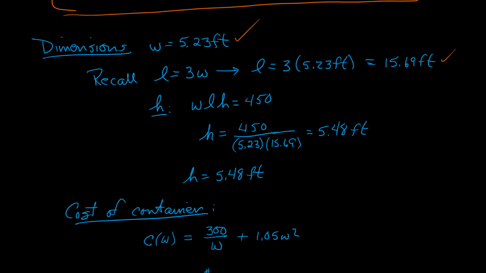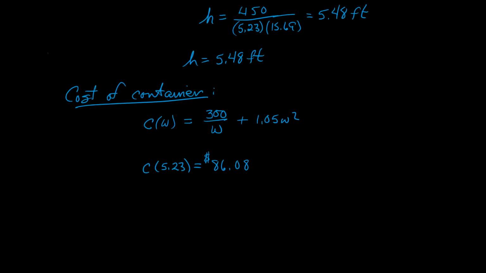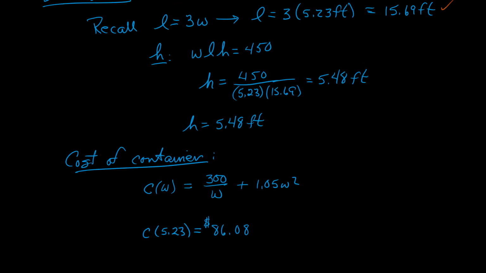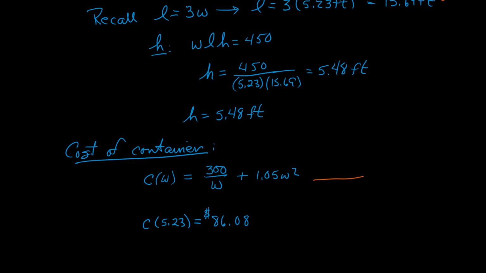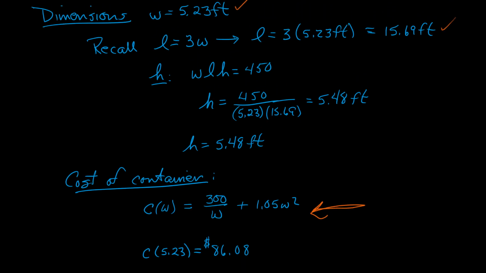To get the cost of the container, I go back to my original cost equation. Okay, and my original cost equation is this, but it's all in terms of W. And if you look at the very top, the value of W is this 5.23, so I'm going to substitute that in there and substitute it in here. And when I plug that in both of those places, it gives a final cost of $86.08. Okay, so these dimensions will give us the volume we need and a minimum cost for the construction of the container.